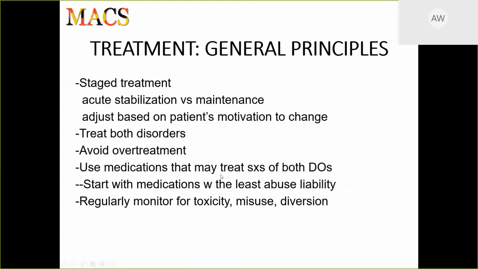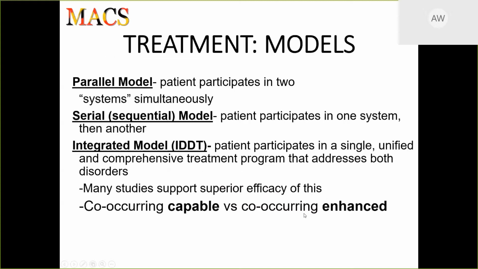Using medications that may treat symptoms of both disorders, we'll talk more about in the different disorders. Thinking about the least abusable medications first, which again is common sense, but doesn't always happen. And monitoring more for toxicity, misuse, and diversion of the medications. So these are 3 ways to think about treatment, and we'll talk about the third one here, which is the best but not often done.